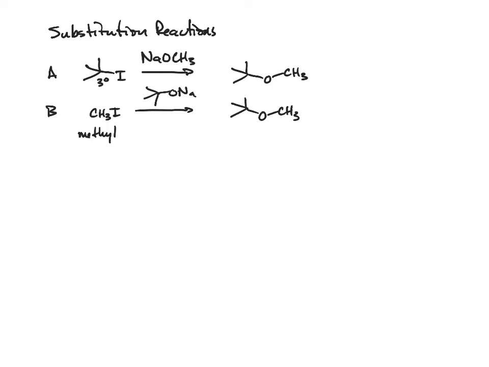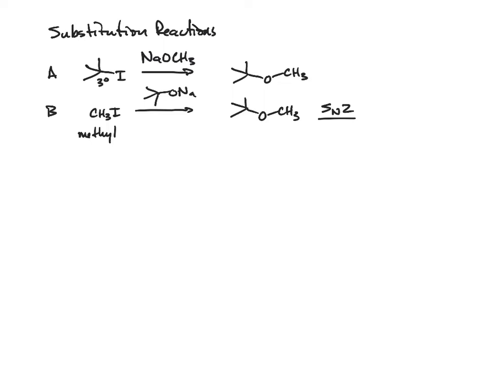So if you were to do a substitution reaction, method B would be the most appropriate to make that compound through an SN2 reaction, because you have a methyl electrophile, and then your nucleophile is a good nucleophile, sodium methoxide. The reason that A is not a good reaction, you have a tertiary leaving group with a strong nucleophile. So this will do a reaction, but it's not going to do substitution. It's going to do elimination.